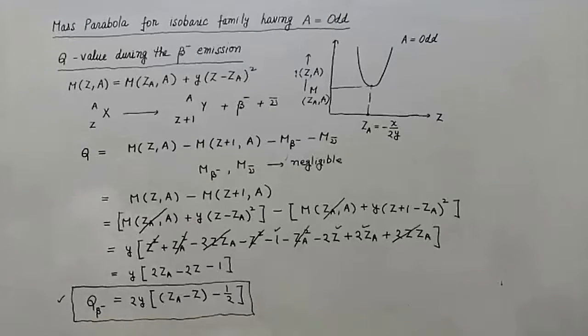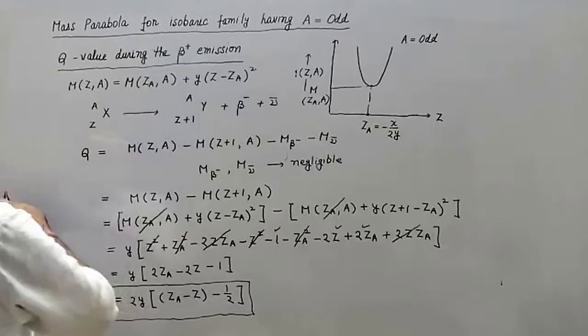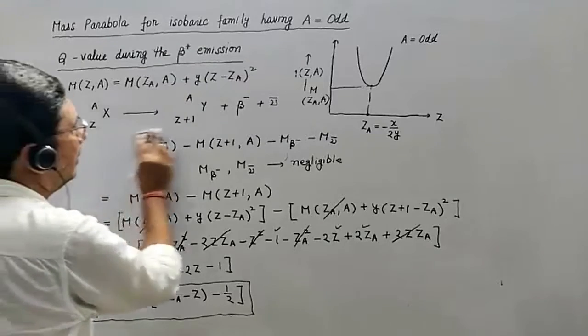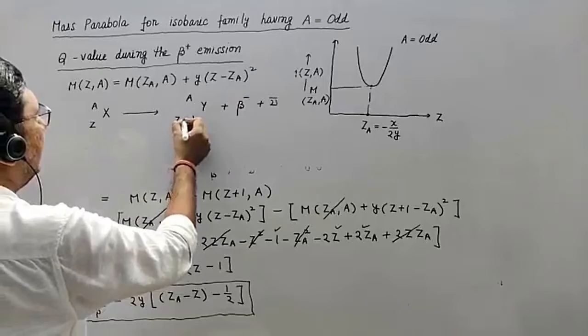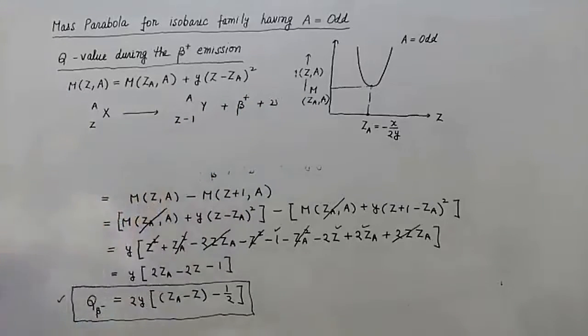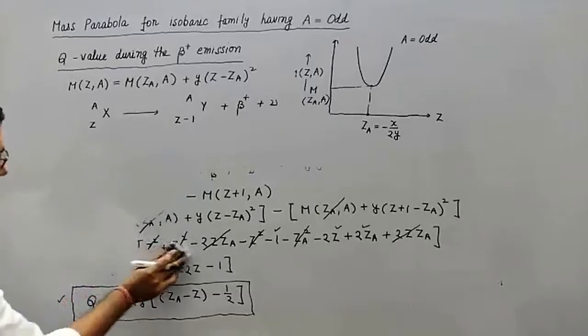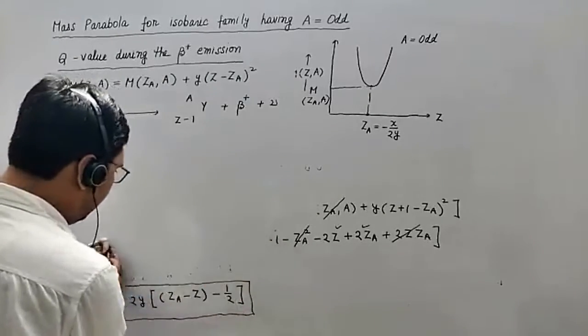Now, in a similar way, we can also find out the Q value for beta plus emission. So for this, what will be the equation? The equation will be Z going to Z minus 1, with a beta plus particle. The previous one was the general equation for beta minus emission. Now we will find out the Q value for this process.